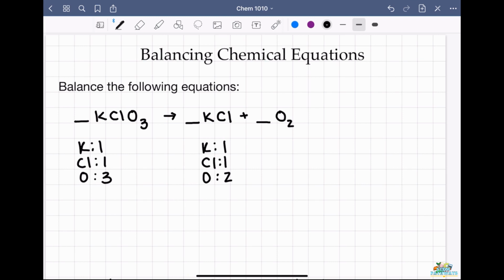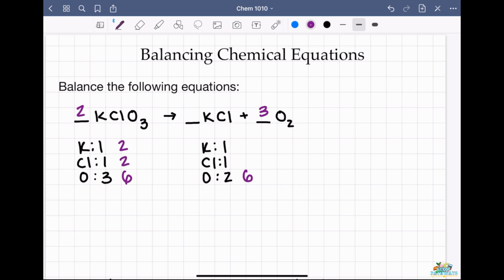So in this case, it can be 6 as their lowest because 3 times 2 is 6 and 2 times 3 is 6. So we're just going to put a 2 in front of the KClO3. So now that would give us 2 potassium, 2 chlorine, and 6 oxygen. And we're going to put a 3 in front of the oxygen on the product side, which will give us 6 oxygen. So now they're balanced.